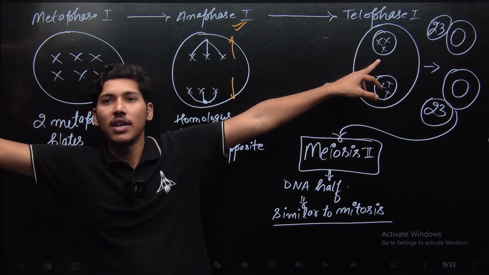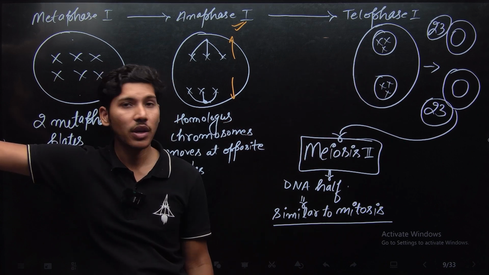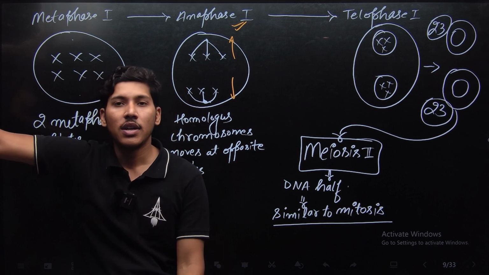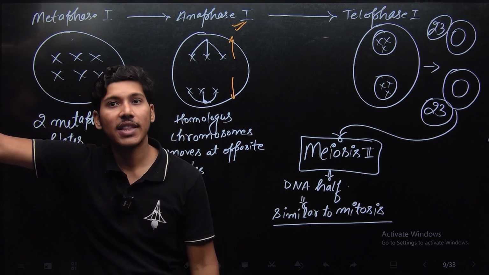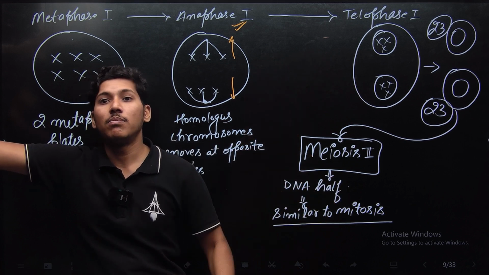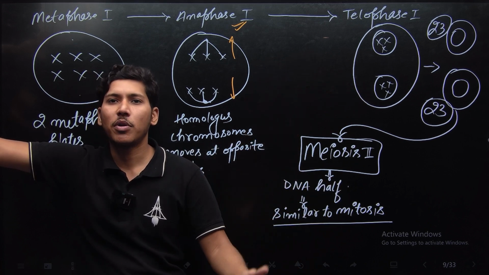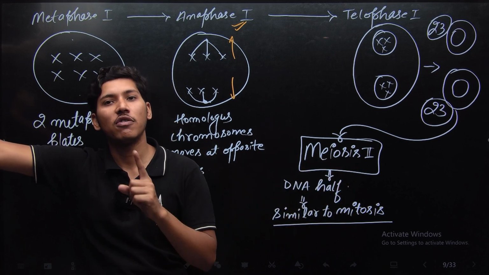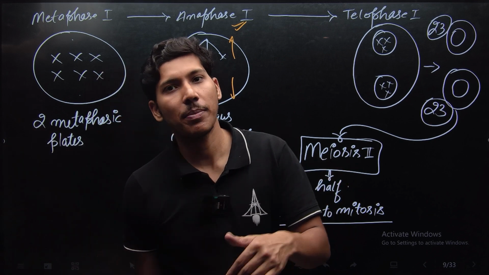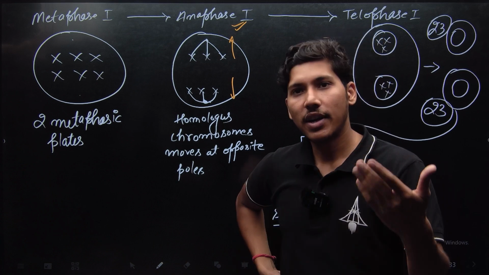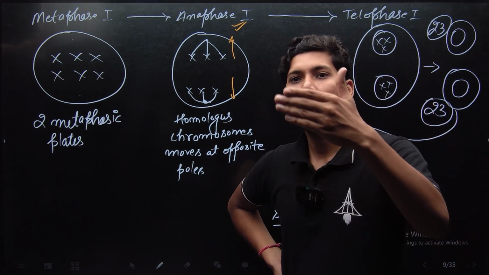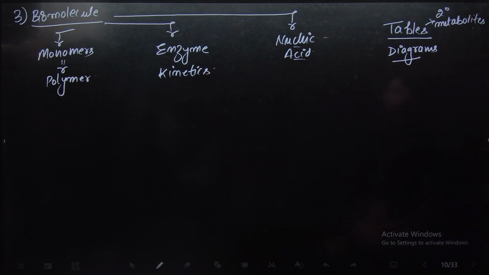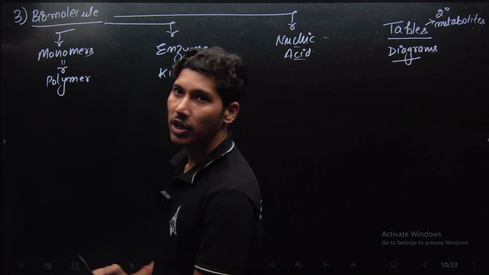Okay, but we know that on each chromosome there is double the amount of DNA. That's why, in order to halve the amount of DNA, meiosis 2 happens, which is the same as mitosis. So it occurs as prophase 2, metaphase 2, anaphase 2 and telophase 2. Clear? Now let's move on to the next chapter, that is biomolecules.